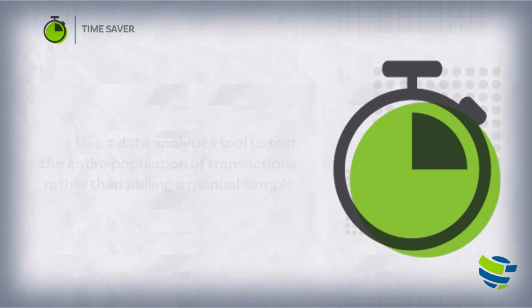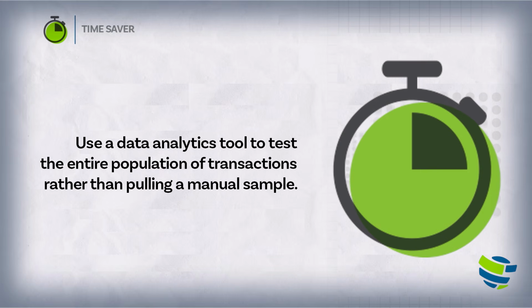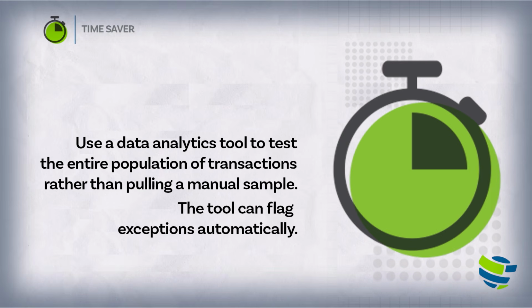Here's a time saver. For repetitive controls, consider using a data analytics tool to test the entire population of transactions rather than pulling a manual sample. The tool can flag exceptions automatically. You get more coverage and it takes less time than manual sampling. It's one of the clearest cases where using automation in your own work directly makes your audit results stronger.